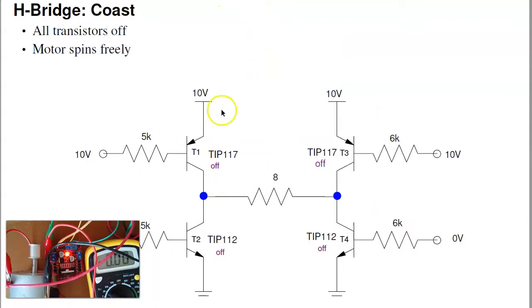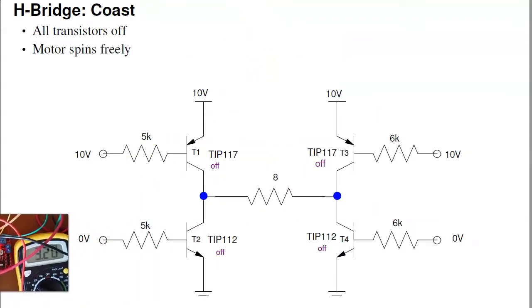The last case is coast. Turn off everybody. So the PNPs are turned off, apply 10 volts at the base. The NPNs are turned off, apply 0 volts at the base. Everybody's off, the motor's just spinning freely. Those are the 4 modes for an H-bridge.